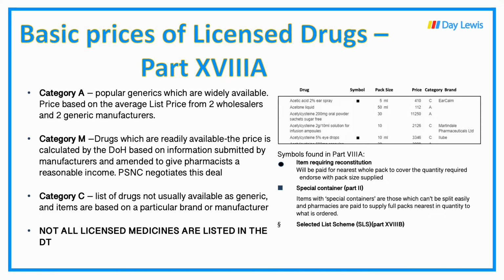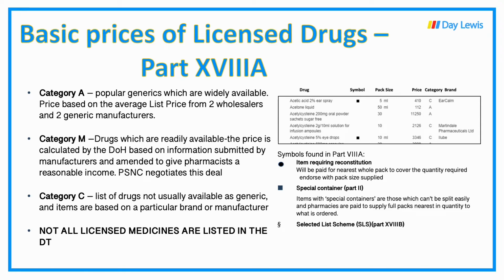But this is usually something that has been arranged to allow pharmacists to gain a little bit more income. So category C is usually drugs that are available in a specific brand, and so their prices are usually set by the manufacturers. So not all licensed medications are listed in the drug tariff. As we said, there are always new medicines coming out, things being taken off of the market. So not everything is listed in there, but the majority of drugs are.